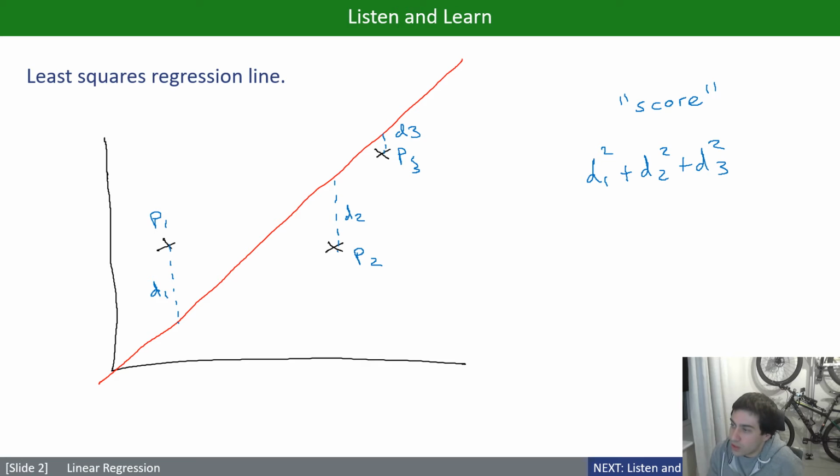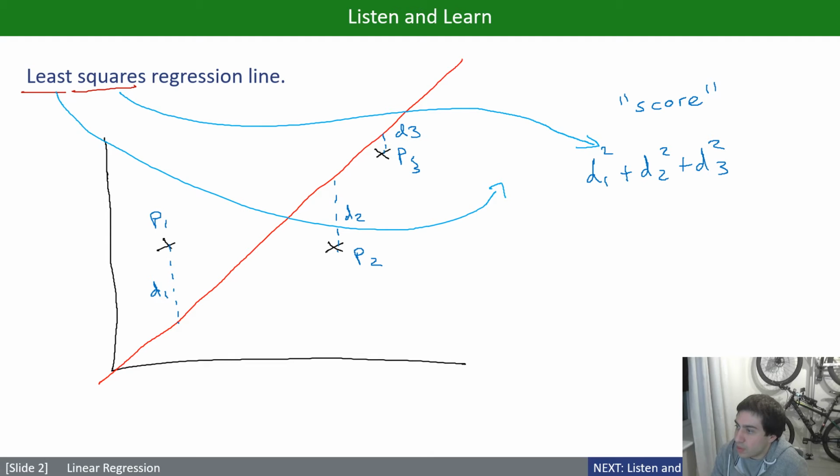And the word squares, hopefully it makes sense why that word is there. It's referring to the fact that we are taking the squares. And then the word least refers to the fact that we are going to take the minimum of that. I haven't written it formally. You don't need to necessarily see it written formally. I suppose we could write it as something like this, d_i squared. There, you've got the formal way of writing it.